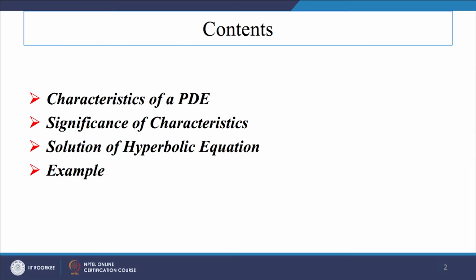Welcome to the lecture series on numerical methods, finite difference approach. In this approach, we have discussed elliptic equations, parabolic equations, hyperbolic equations and their solution techniques. In the present lecture, we will discuss the characteristics of a partial differential equation, then the significance of characteristics, and afterwards we will go for the solution of hyperbolic equations with examples.